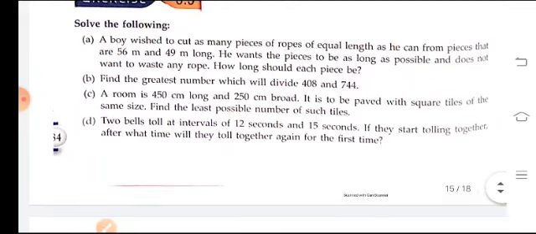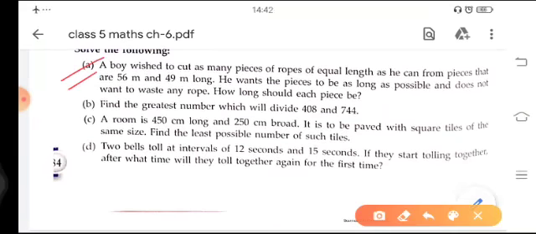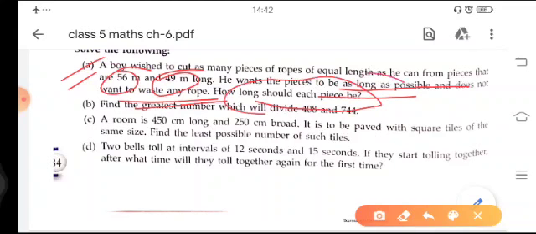If we see part A, a question is given that a boy has to cut as many pieces of rope of equal length as he can from pieces that are 56 centimeter and 49 centimeter. He wants the pieces to be as long as possible and does not want to waste any rope. How long should each piece be? See, if they are asking about the longest, it means that you have to find the greatest number. It means you have to find the HCF.